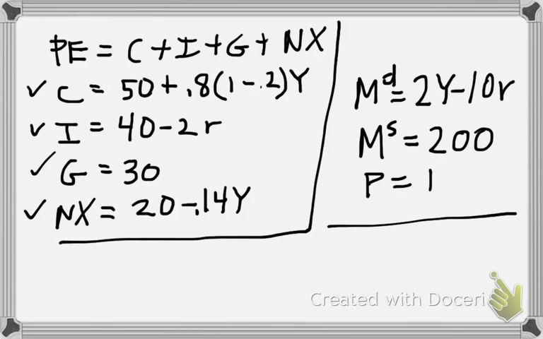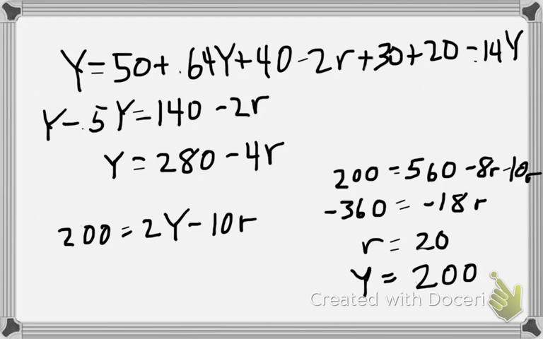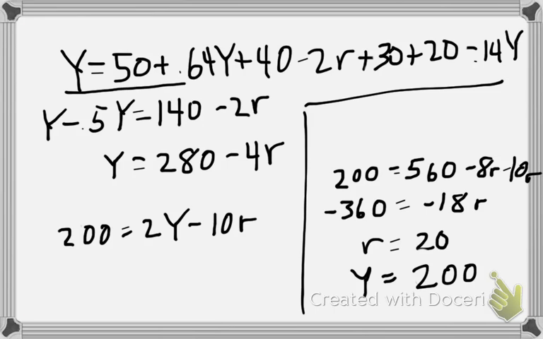Then we have the LM side. Money demand depends positively on GDP and negatively on the interest rate. Money supply is fixed, the price level is fixed, so real money supply is fixed. We take those equations and we simplify on the IS side. We get this long expression here.